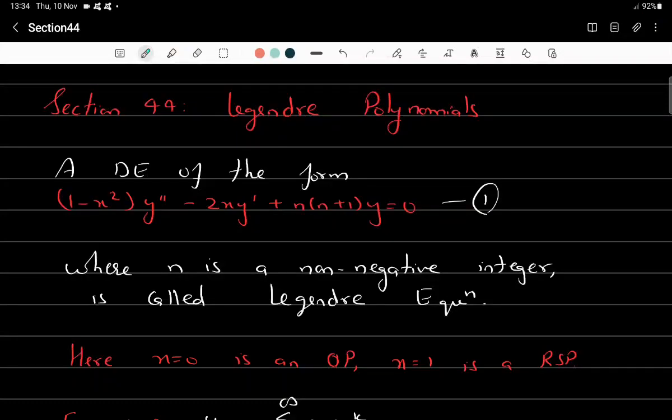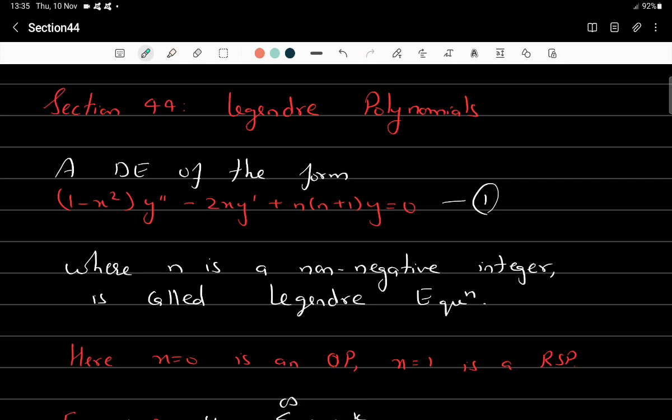Good morning everyone. So today we are going to start a new chapter which is about Legendre polynomials. To begin with, the equation (1 - x²)y'' - 2xy' + n(n+1)y = 0 is known as the Legendre equation, and we will see that its solution would be called Legendre polynomial. Here remember that n is a non-negative integer, so it's an integer which is greater than or equal to 0.